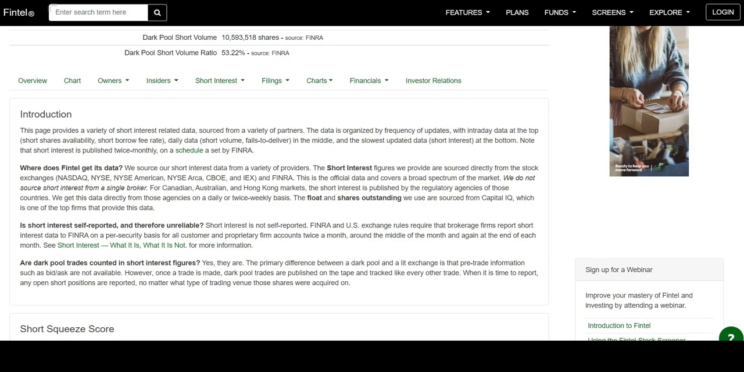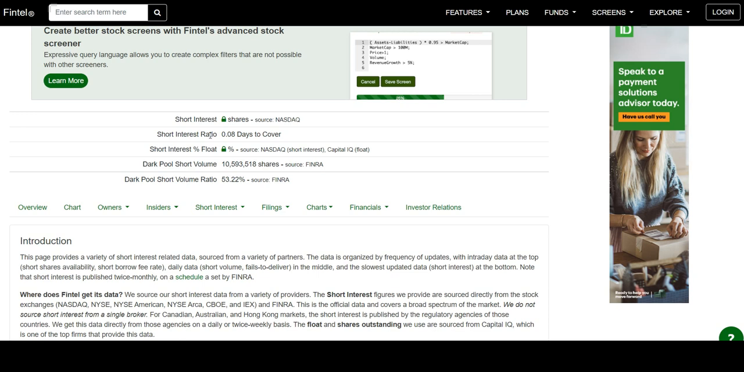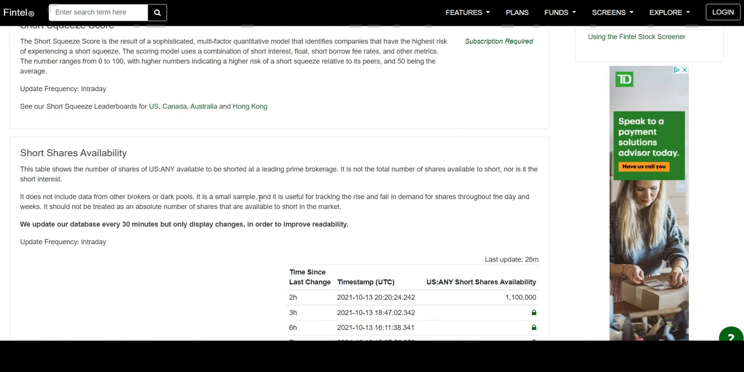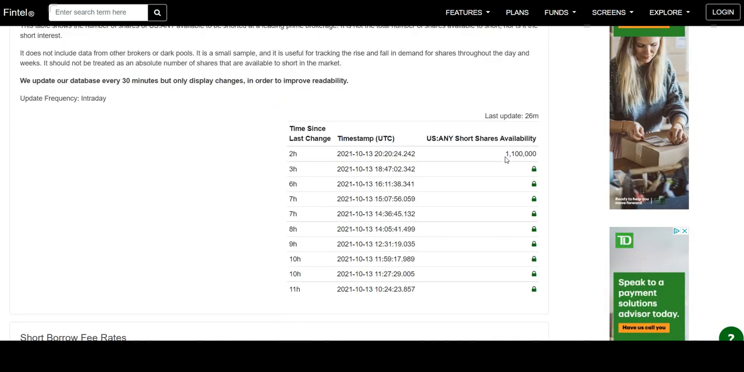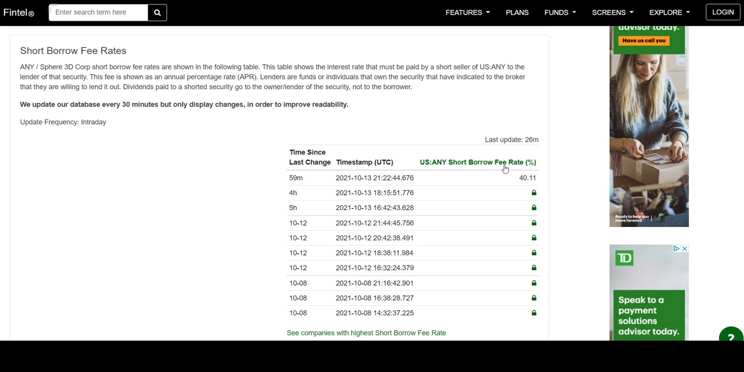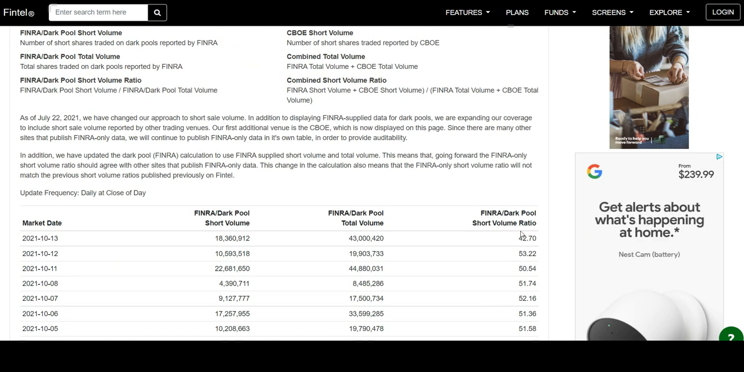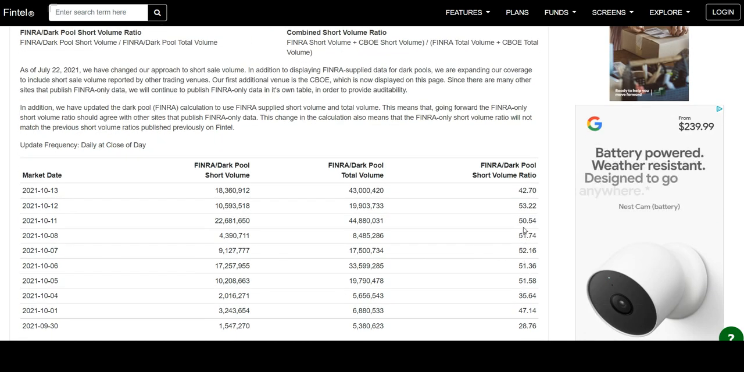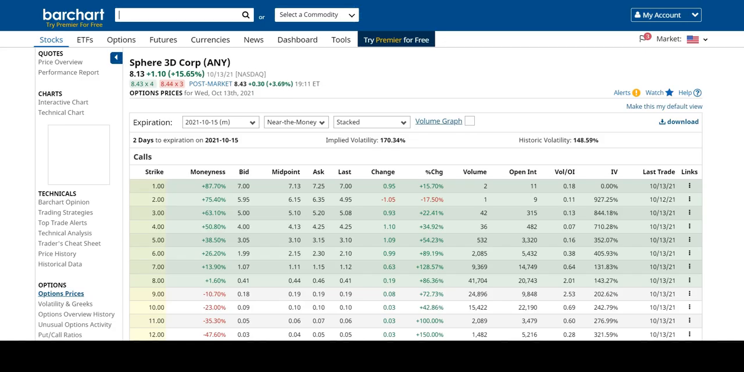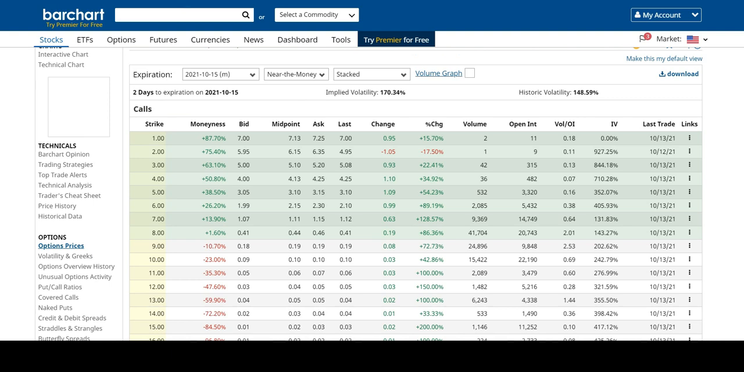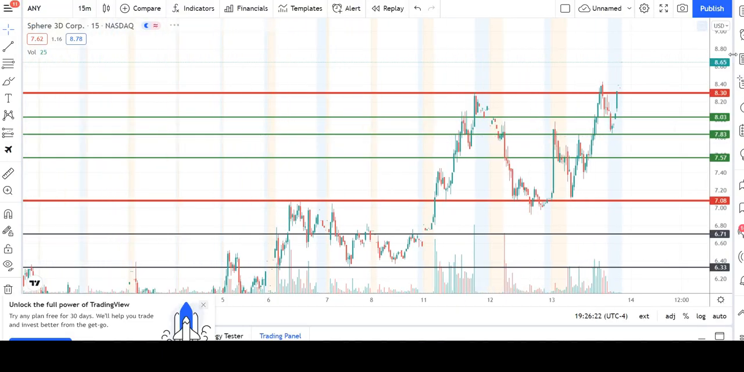A few other things, if I go to Fintel, what I see here is the short interest ratio, it has only 0.08 days to cover. Very small. So if there is a squeeze, it will squeeze really fast and it will come back. If you look at the dark pool short volume, it is almost 10 million with a 53% short interest. Looking at the short share availability, it is 1.1 million. The short borrow fee rate is 40%, which is really high. Also, the daily short volume ratio is almost 50% for so many days. Very exciting. I will talk about the option activity, but before that, let's go back to the price action.